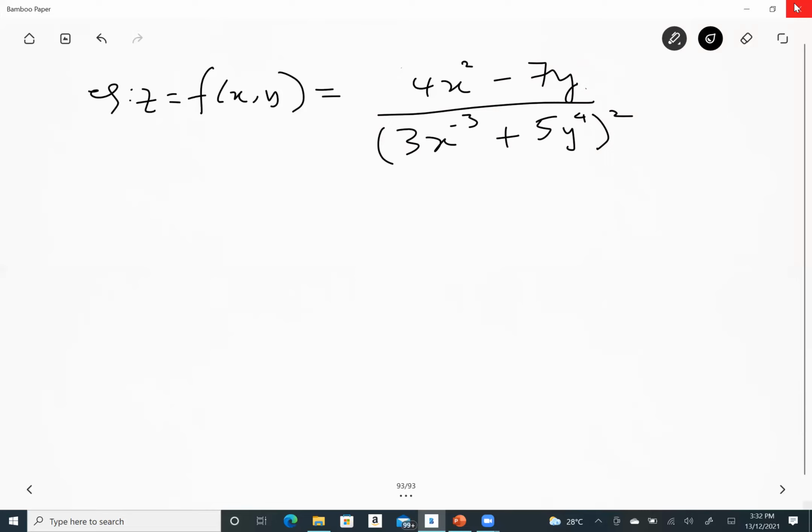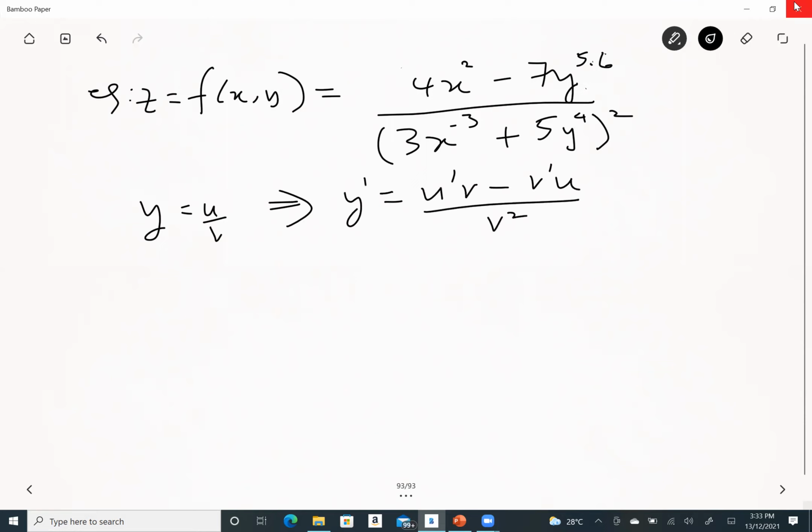And here, let's say I have the power 5.6. We don't have the number 6, so 5.6. Okay, so the formula, if you recall, in terms of one independent variable, if y equals u divided by v, then y prime is equal to u prime v minus v prime u divided by v squared. So that is the rule.